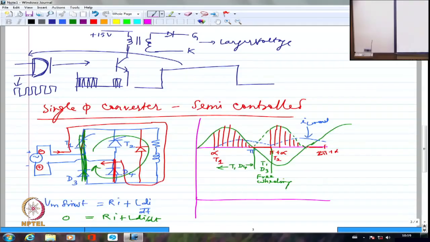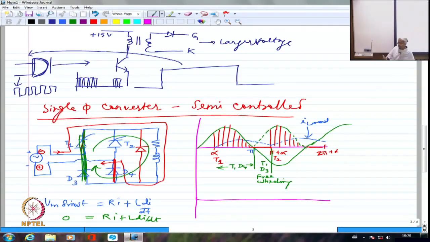After pi, current is not zero, but these two devices are conducting. The load voltage is this entire thing. So this entire thing is short circuited by two devices. Right? That's the reason why I get zero voltage. And after that, I am again going to have the supply voltage from pi plus alpha to 2 pi. From 2 pi to again 2 pi plus alpha, it will be zero voltage because the other two devices will be short circuited. Right?